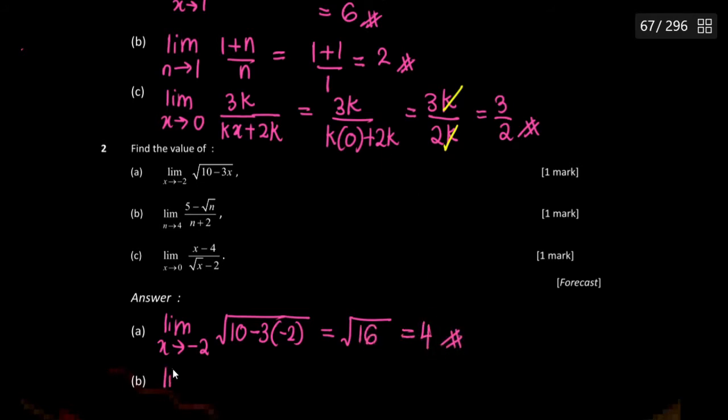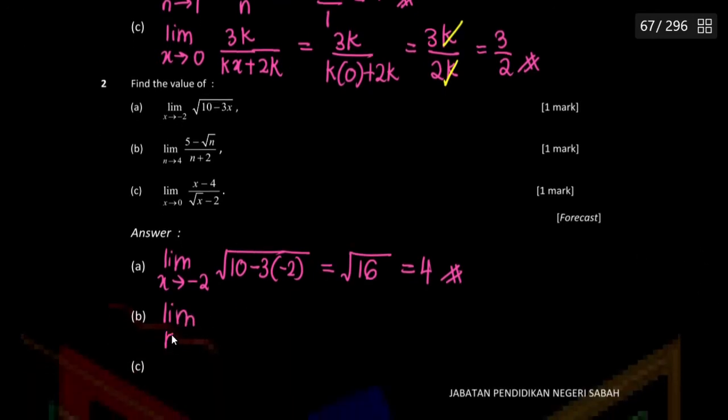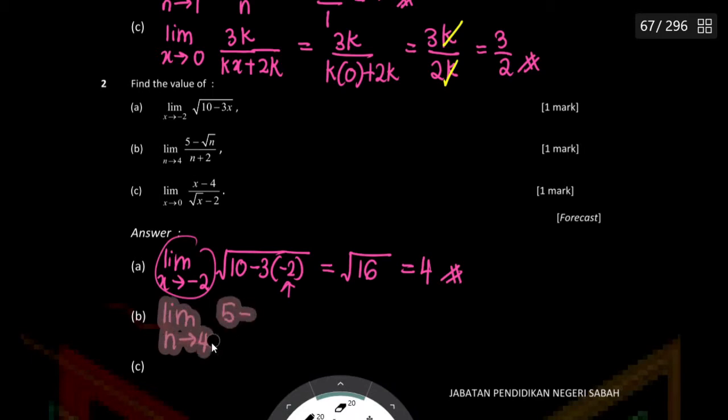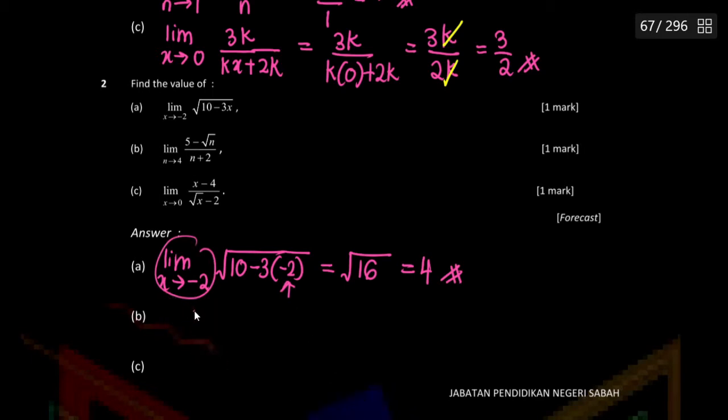All right, next one, limit n approaching 4, 5 minus square root of n. When you're already substituting the value, you don't have to write the limit. So here also, teacher just straight away substitutes. So 5 minus square root of 4 over 4 plus 2. That means 5 minus 2 over 6. 3 over 6 is equal to 1 over 2.